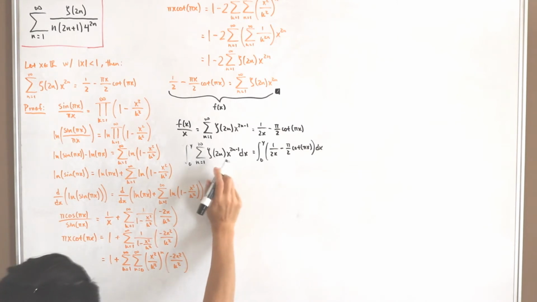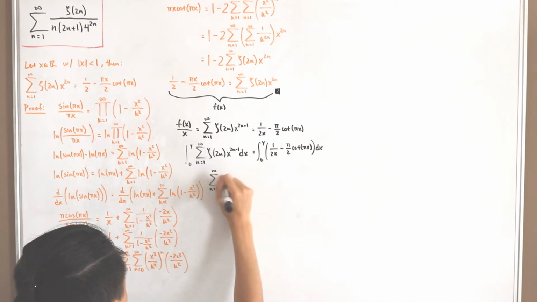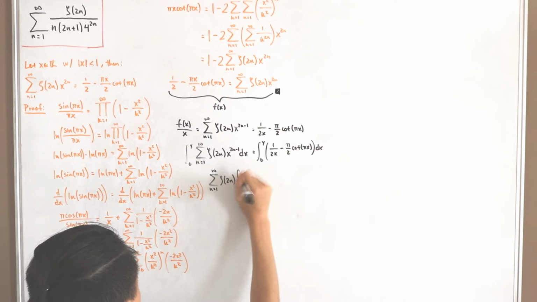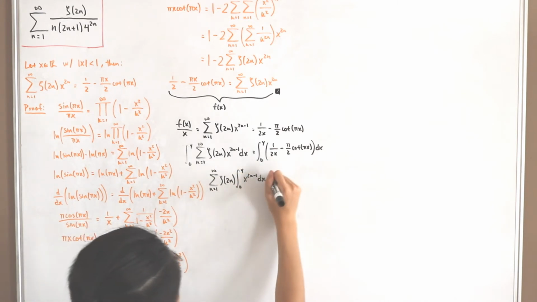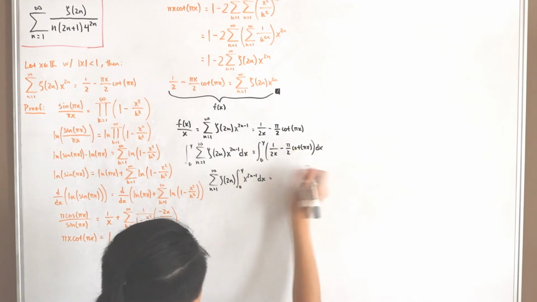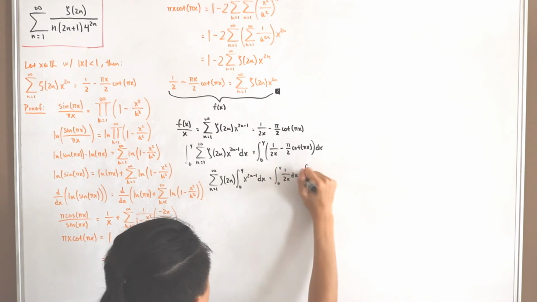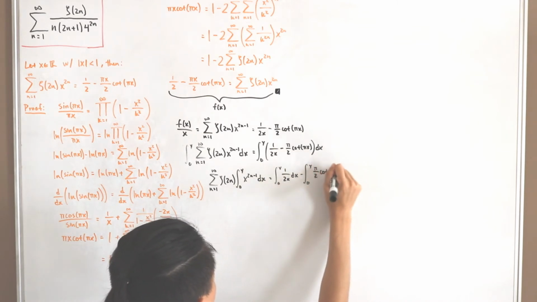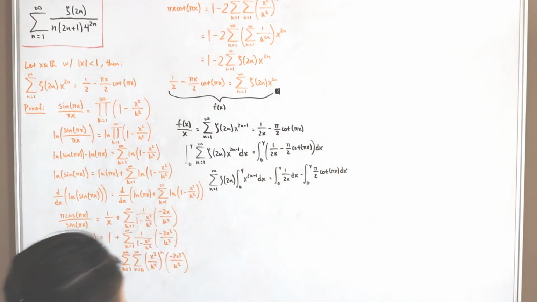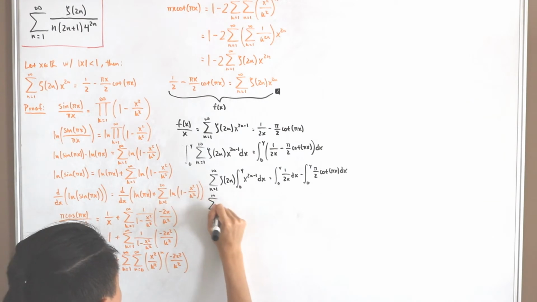to absolute convergence. We have the sum from n equals 1, zeta of 2n, then the integral from 0 to y of x to the power 2n minus 1 dx. And then I can split this into two integrals because of linearity: the integral from 0 to y of 1 over 2x dx, subtract the integral from 0 to y of pi over 2 cotangent pi x dx. And when we do this, moving on to the next step, we perform the calculations.